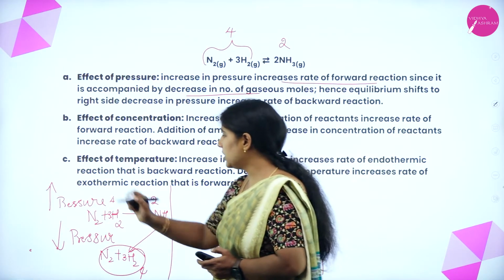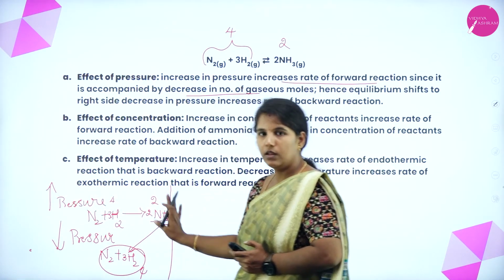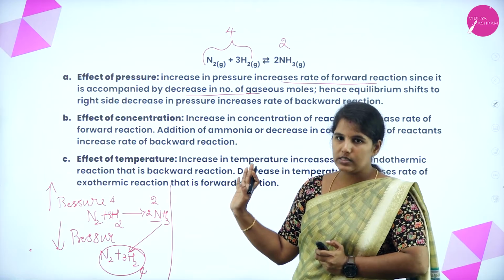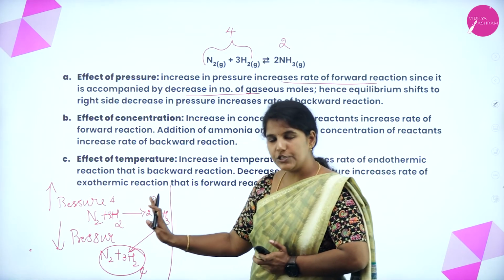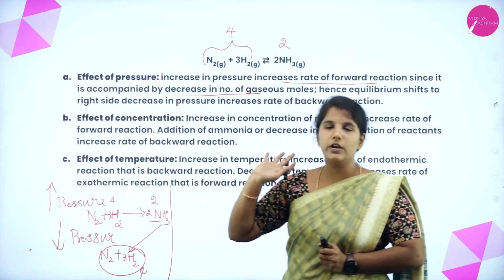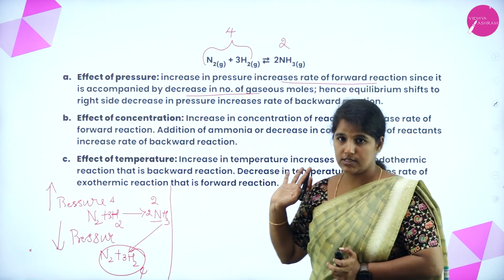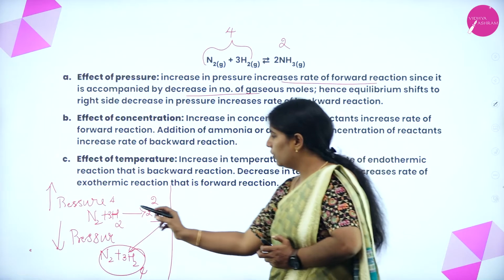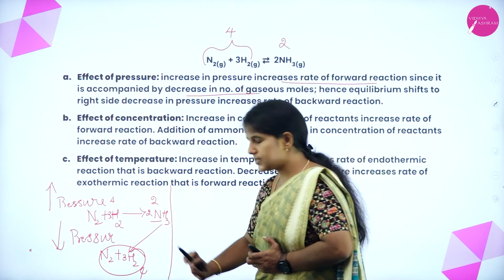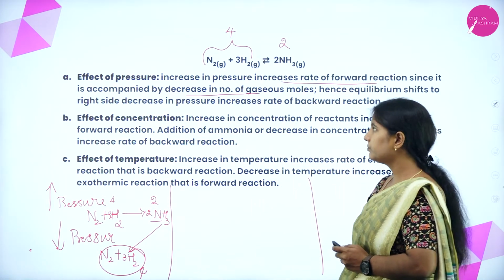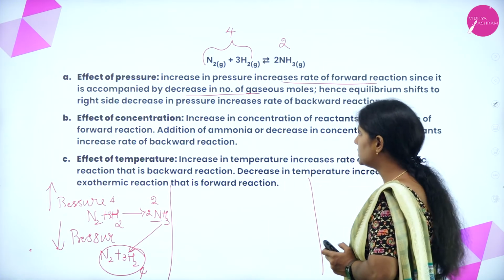So in this reaction, if I increase the pressure, my products become much greater in proportion. Now, if I decrease the pressure, the product itself will undergo decomposition and give rise to more reactants. You can see it with the numbers: 4 gives rise to 2, and 2 gives rise to 4. Now we see the effect of concentration.